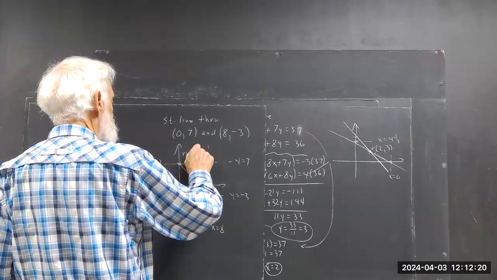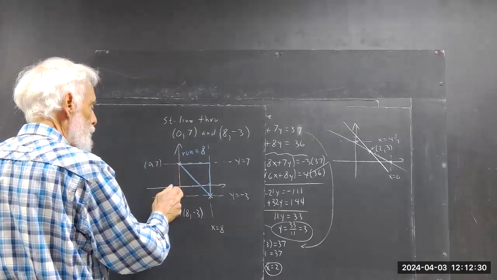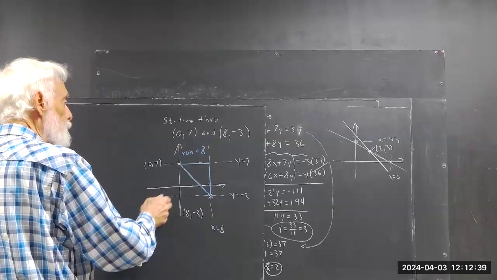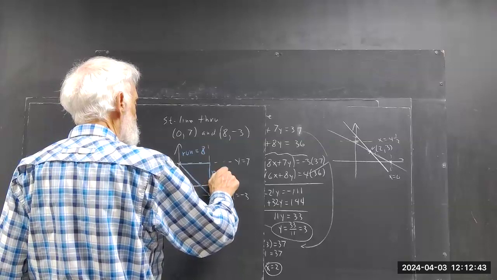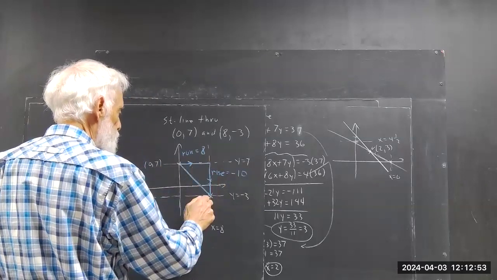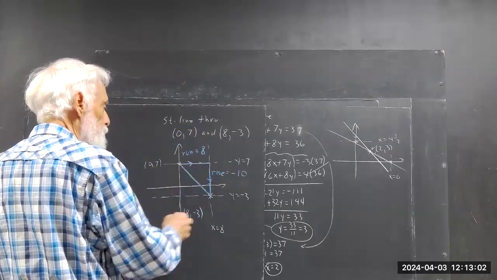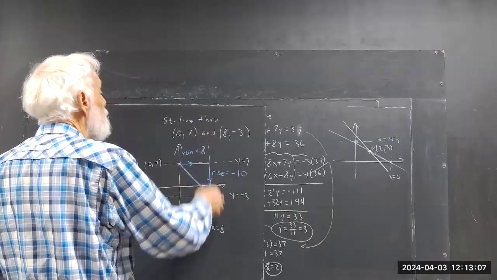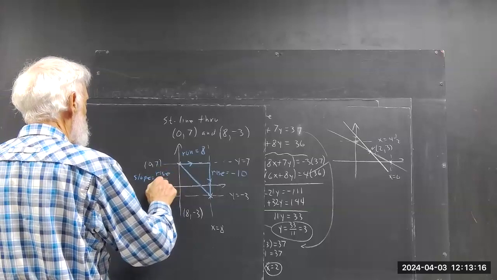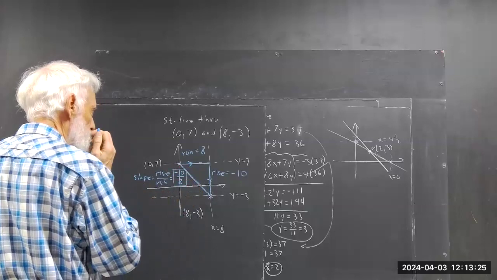The run from here is 8. For obvious reasons, you're going from the y-axis where x equals 0 out to where x equals 8. The rise goes from y equals 7 down to y equals -3. That's -10. I also advocate that you put arrows that start at this point and end at this point, so you have a direction, so you know whether the rise is positive or negative. If you go from left to right, the run will always be positive. Your rise will be negative if this point is lower than this one, positive if higher. So now the slope is rise divided by run, which is -10/8.